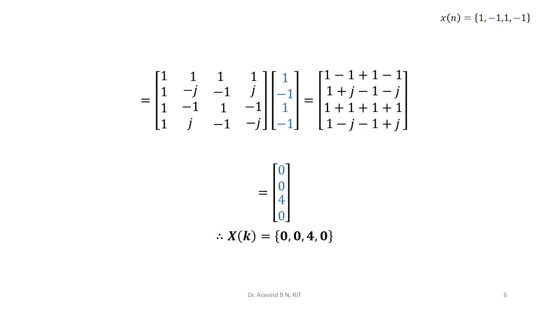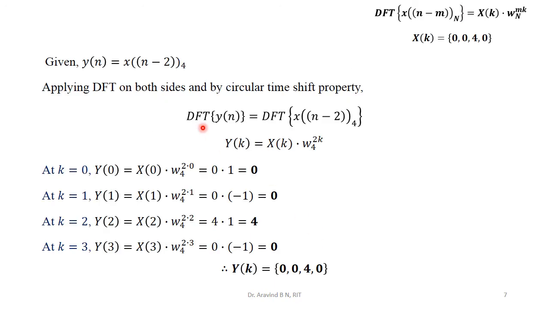Now let us go through the second part of the calculation. So in the second part it has been given y of n is equal to x of n minus 2 modulo 4. So what we require? Time shift property. So that is being taken over here, and also the X of k values we require, just now we have calculated, and that is also taken over here.